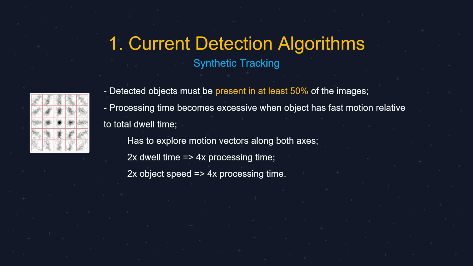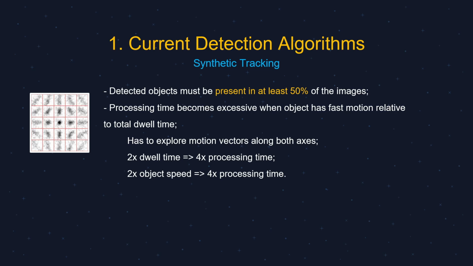Now, just as with any detection method, synthetic tracking does have a couple of trade-offs. One is that the objects must be present in at least 50% of the images. So if you take 100 images, then it must be in that field of view for at least 50 of those images. And that is simply because synthetic tracking in an ideal implementation will compute the median stack.